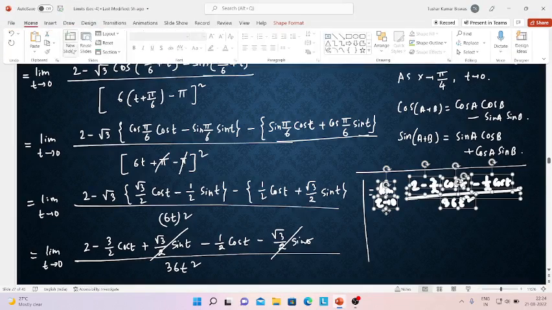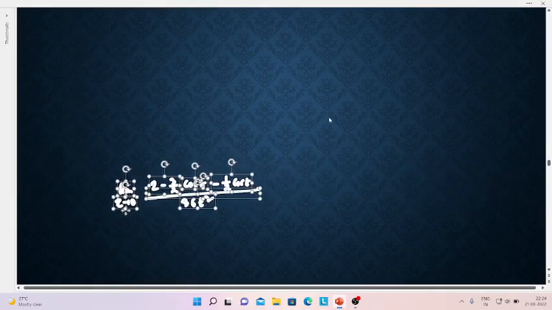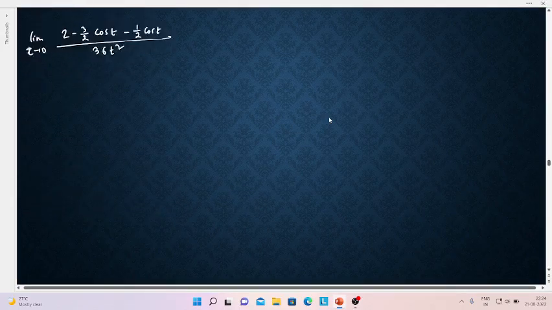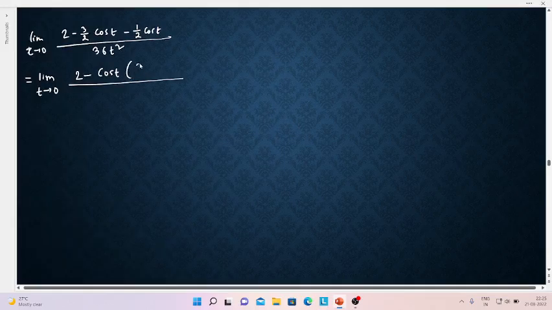Okay, now we have that particular thing, so that can be written as limit t tends to 0. On the numerator, if we take common cos t, it will become cos t times 3 over 2 plus half.